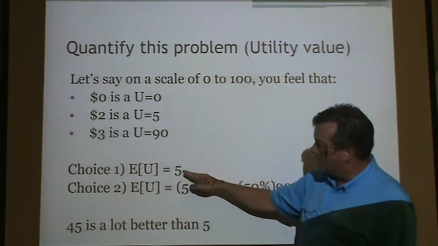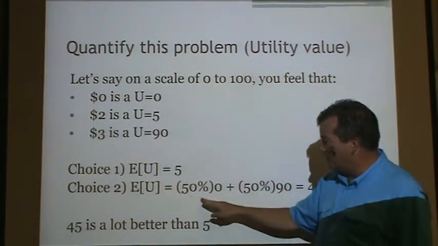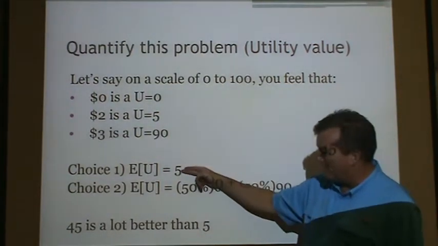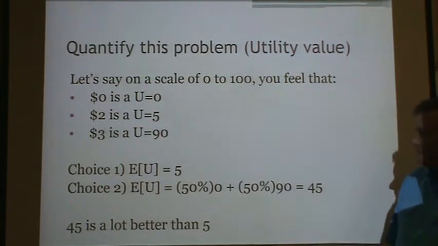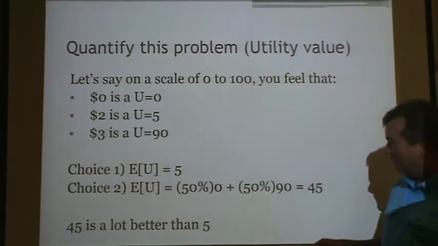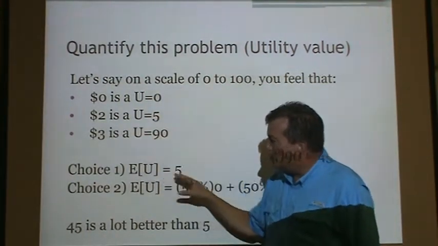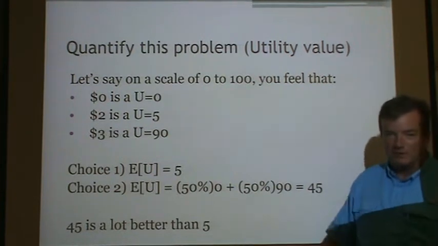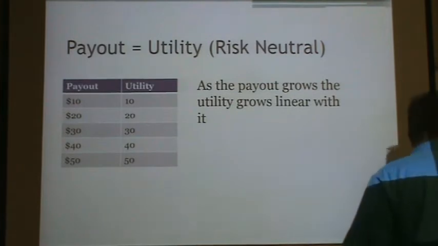So if you pick choice 1, you're going to get 5 utility points. Whereas if you pick choice 2, you might get 0 or 90, so you'll get 45 points. So 45 is better than 5. So a risk-seeking person would pick 45, even though mathematically you're expected to end up with less money, you will get a greater utility. That money you would get is worth more to you at this moment. Okay.